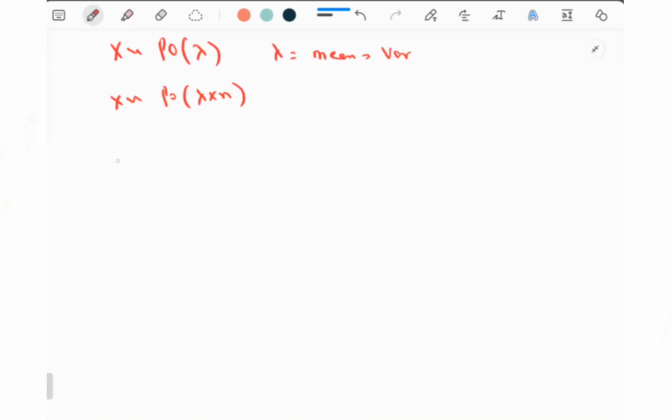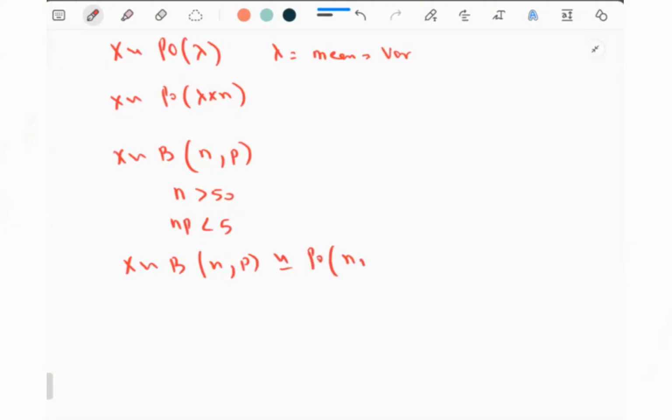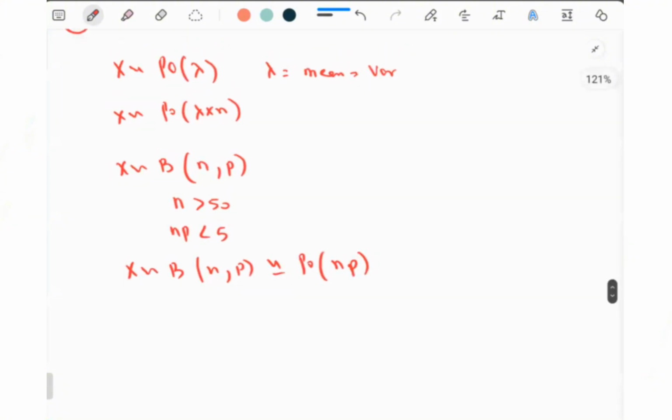फिर हमने सीखा कि अगर x बाइनोमियल डिस्ट्रीब्यूशन n, p है और n ग्रेटर देन 50 है, np लेस देन 5 है, तो ऐसा बाइनोमियल डिस्ट्रीब्यूशन कैन अप्रोक्सीमेटली बी कन्वर्टेड टू पॉसॉन डिस्ट्रीब्यूशन जिसका पैरामीटर np होगा। अग्री? एंड क्योंकि बाइनोमियल भी डिस्क्रीट है, पॉसॉन भी डिस्क्रीट है, तो कंटिन्यूटी करेक्शन लगाने की जरूरत नहीं है। अग्रीड?